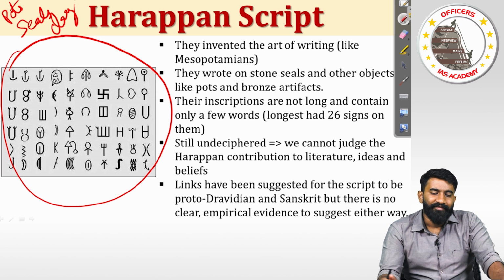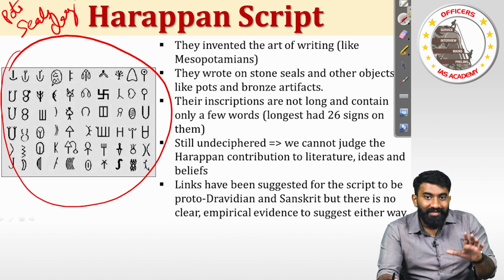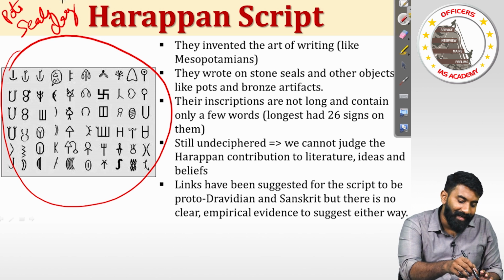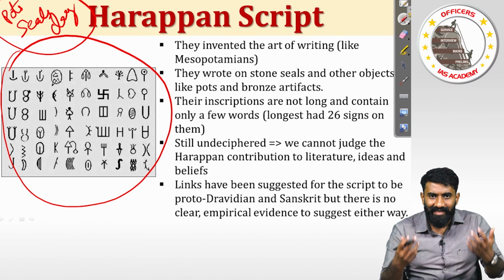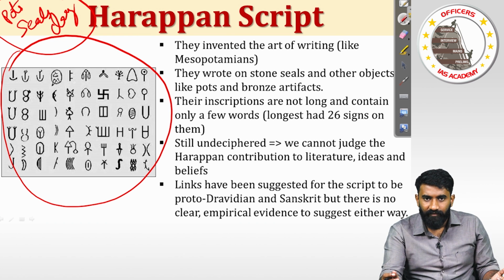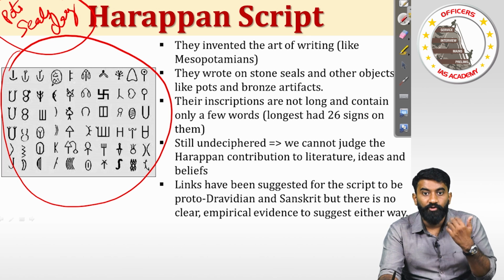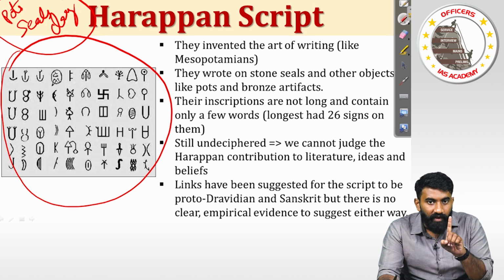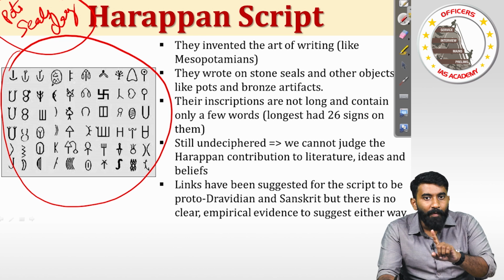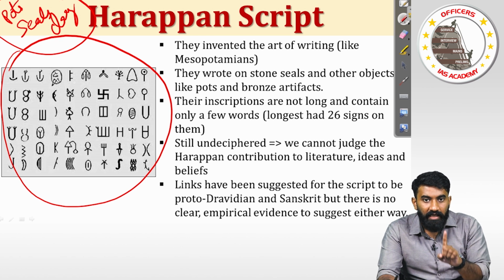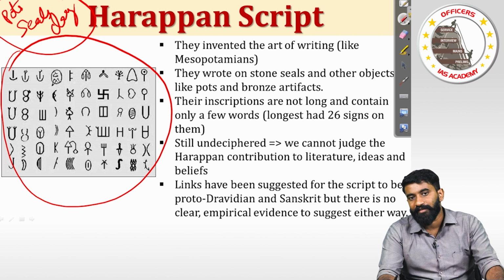Because the script is found on day-to-day items like seals, pots and clay tablets, which were used by the common people, what we believe and assume is that, first of all, the common people of the Indus Valley civilization were all literate, meaning they knew how to read, write and speak. So that is the first conclusion that we have.